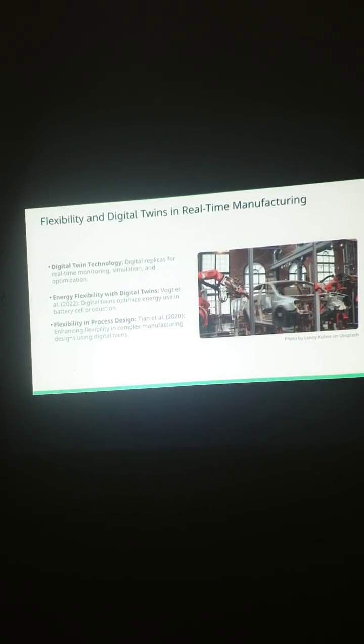Okay, so flexibility and digital twins in real-time manufacturing. What is a digital twin? It is a digital replica for real-time monitoring, simulation and optimization. Let's say you have a factory, you sit in your office, and you observe what the factory is doing from your office. It is a digital twin. Energy flexibility with digital twins: Bob et al. used a digital twin to optimize the energy used in battery cell production. Flexibility in process design: Tin et al. enhanced flexibility in complex manufacturing design using digital twins.